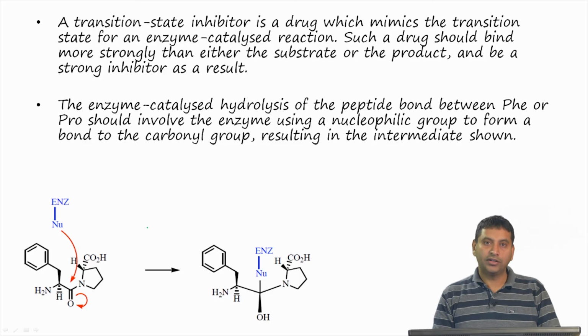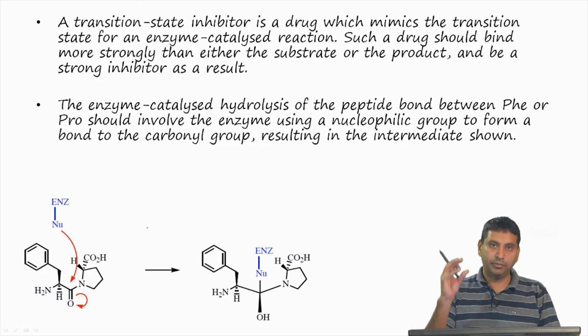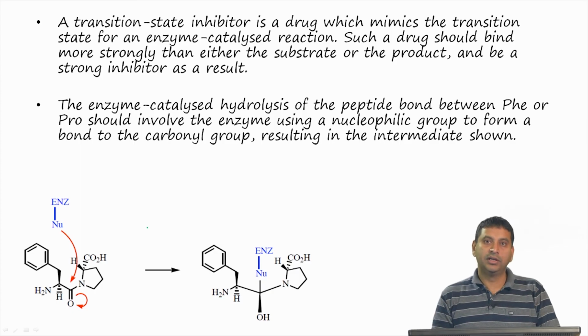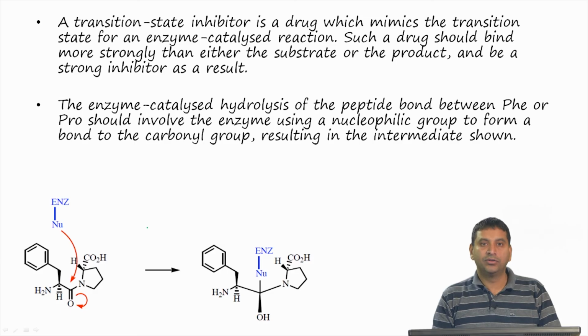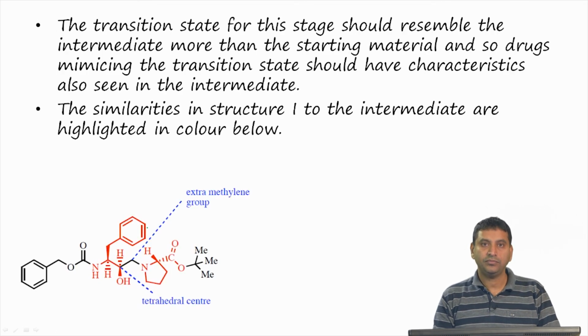We have looked at this in detail just recently, but a transition state inhibitor is a drug which mimics the transition state of an enzyme. This molecule should bind more strongly to the enzyme because the enzyme is going to stabilize the transition state, or bind better to the transition state, more than the starting material or the product. Okay. So, the enzyme catalyzed hydrolysis involves again a tetrahedral intermediate as shown here. Okay.